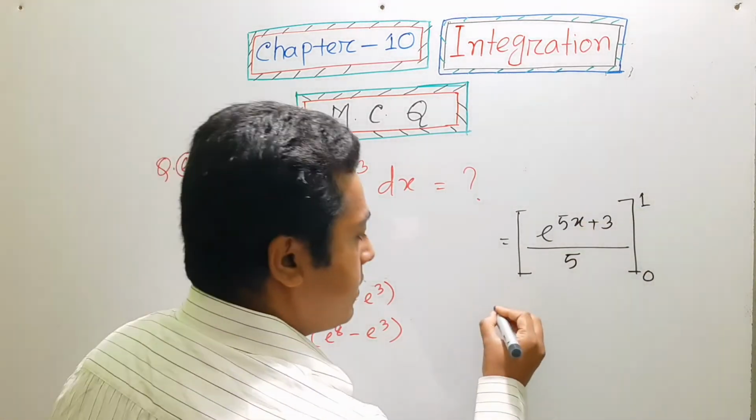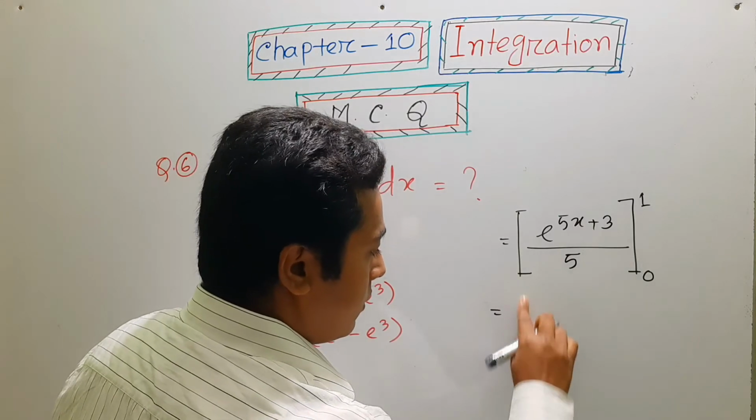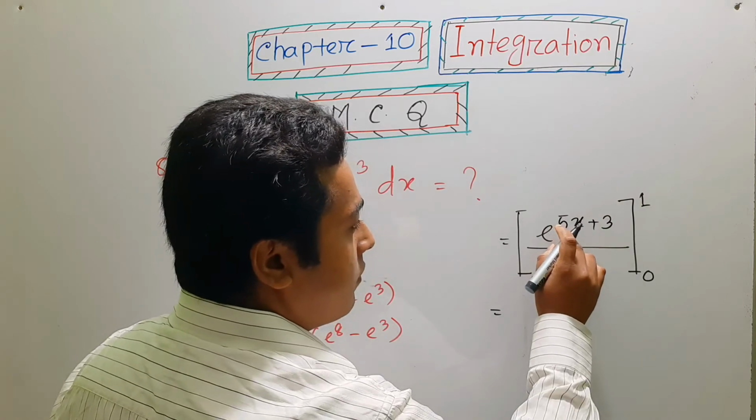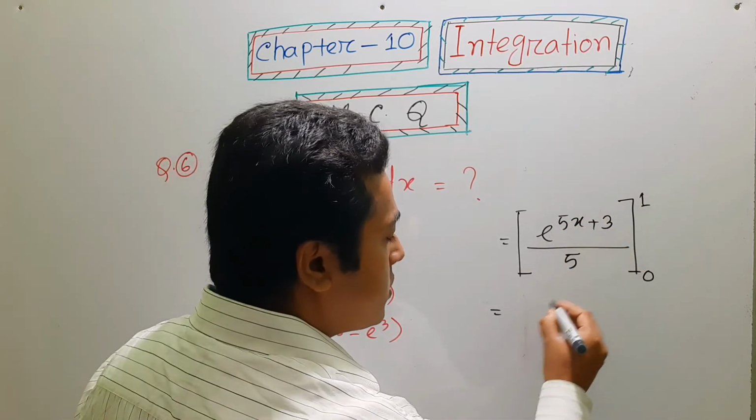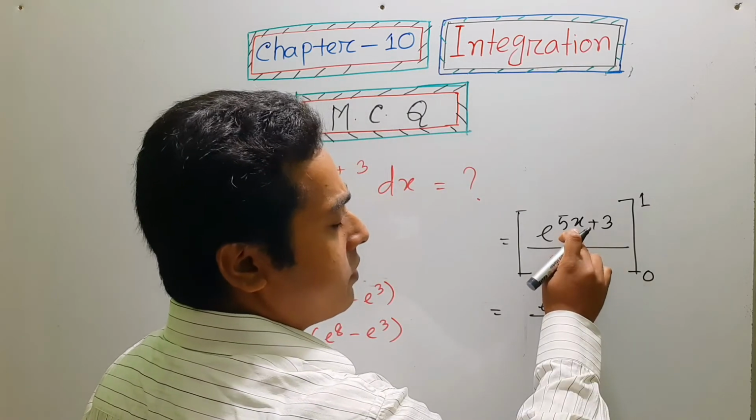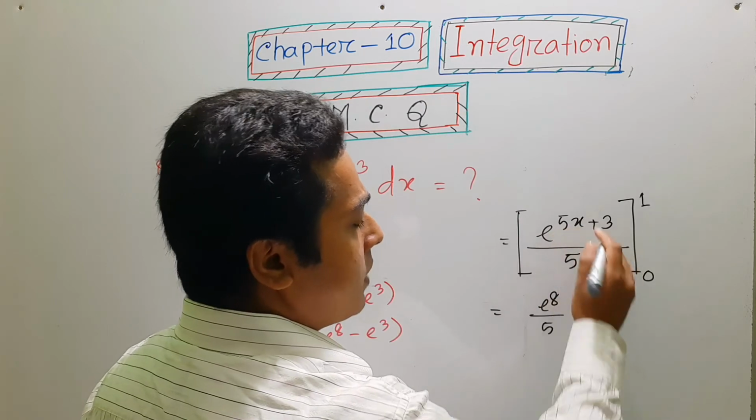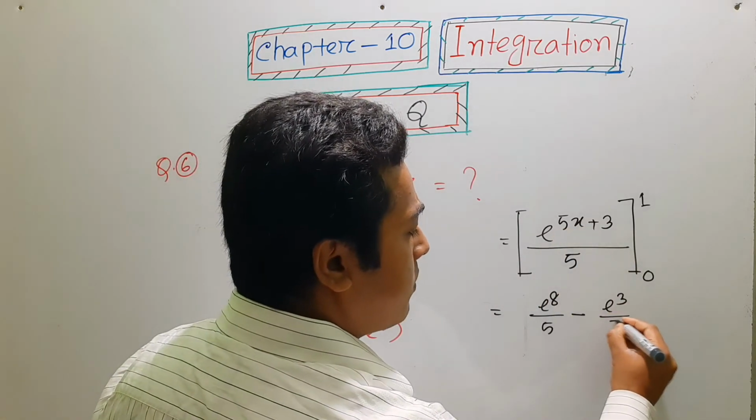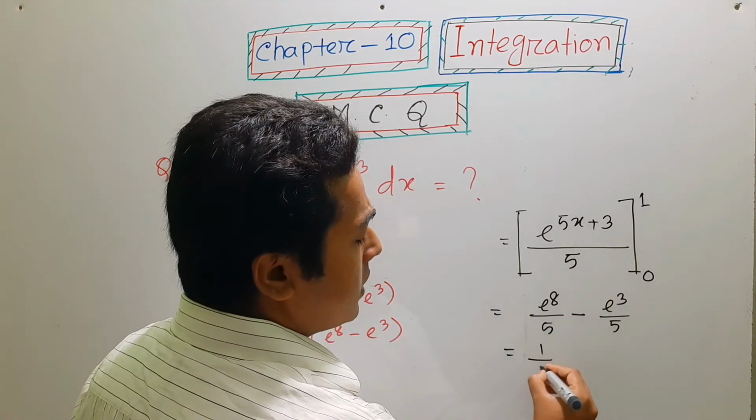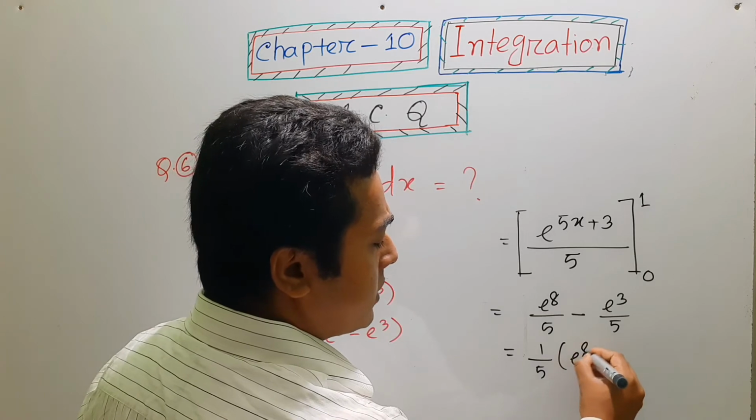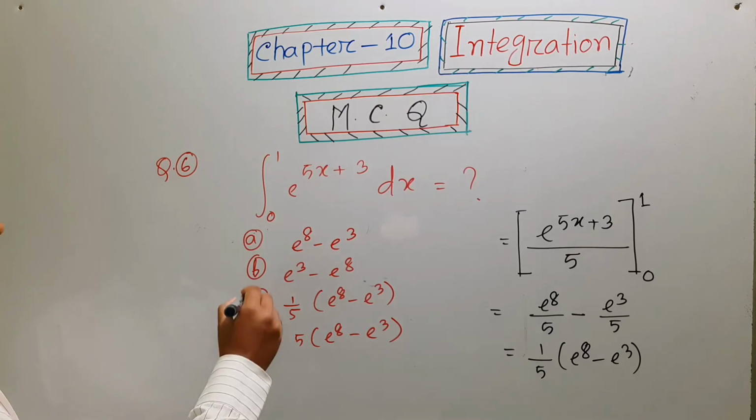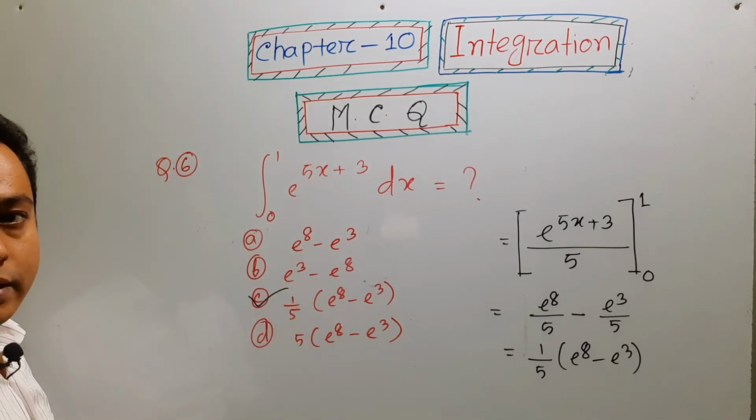Now at first the upper limit, so x is equal to 1, so 5 into 1 plus 3, it will be e to the power 8 divided by 5 minus, if x is equal to 0, then 5 into 0 plus 3, e to the power 3 divided by 5. Okay, taking 1 by 5 as common, then e to the power 8 minus e to the power 3. So our answer option C will be the right answer.